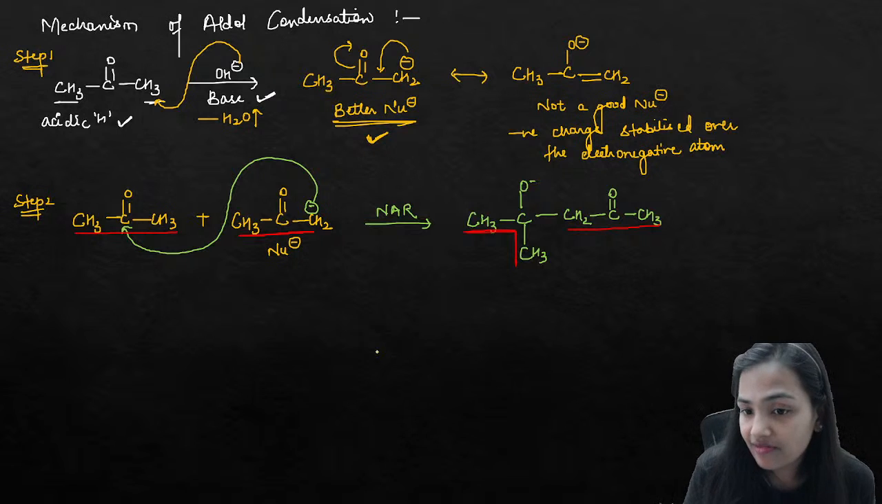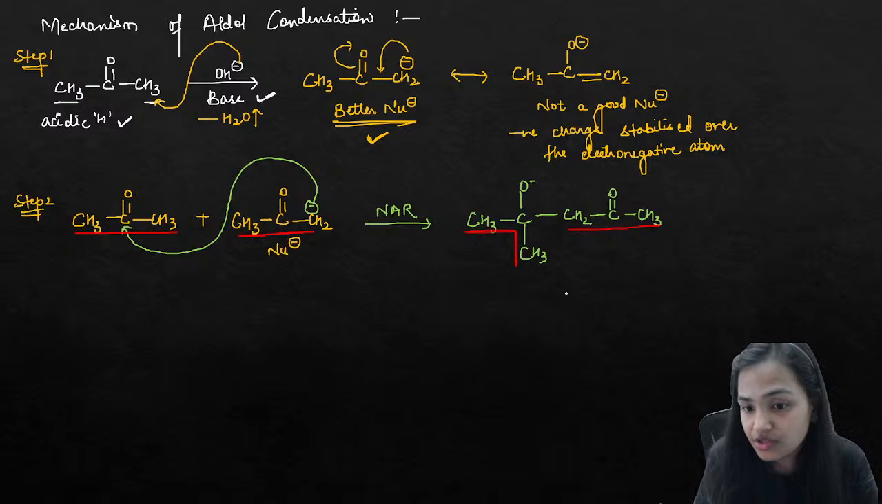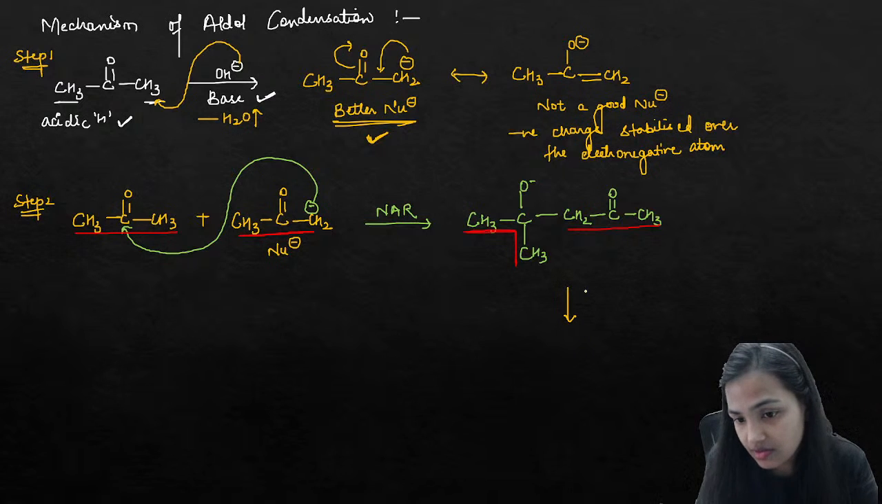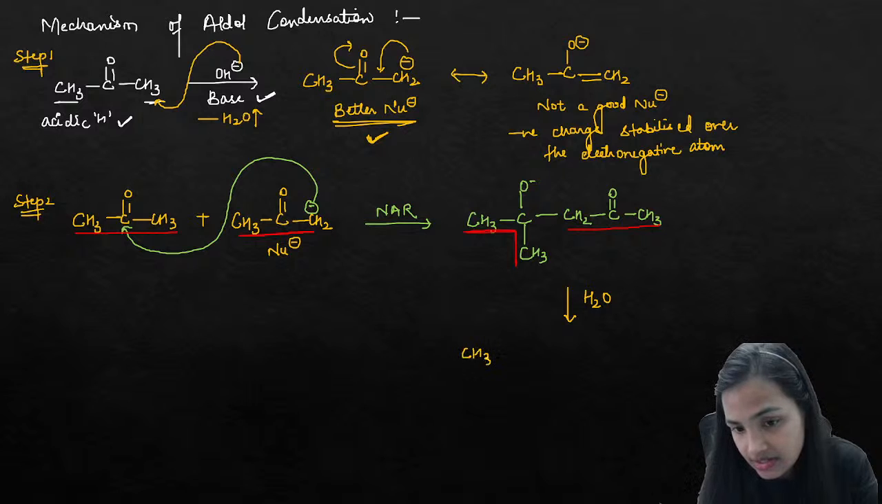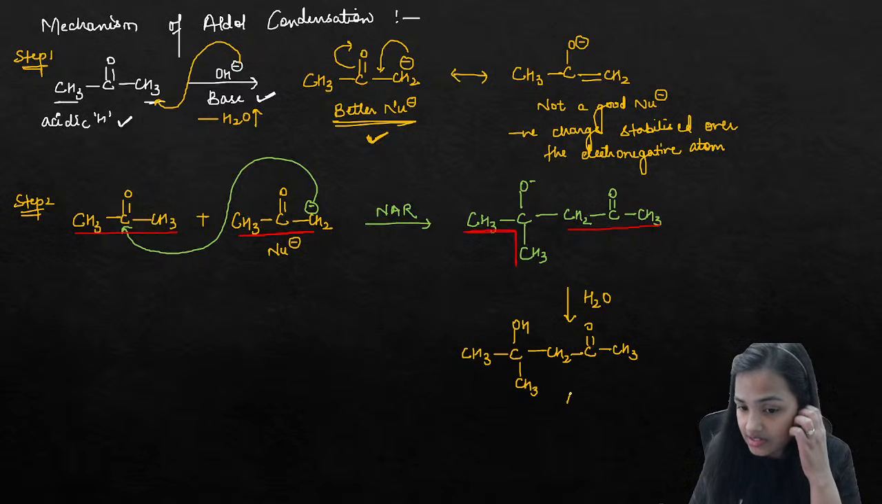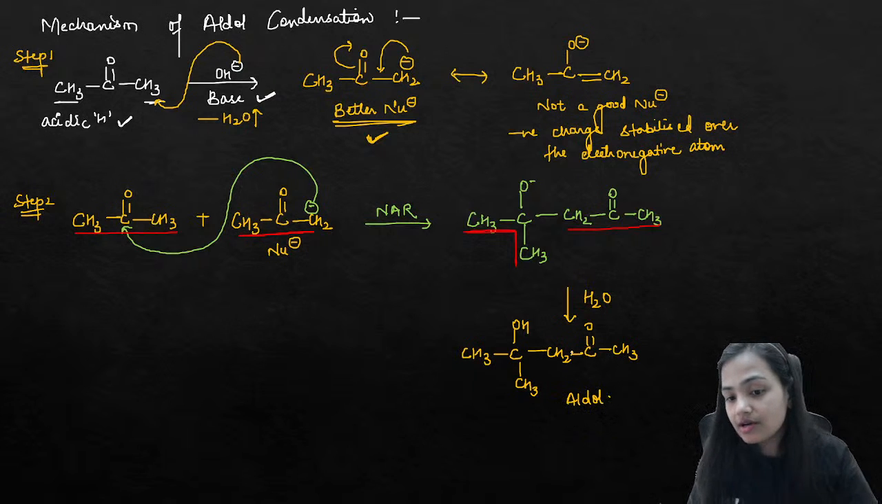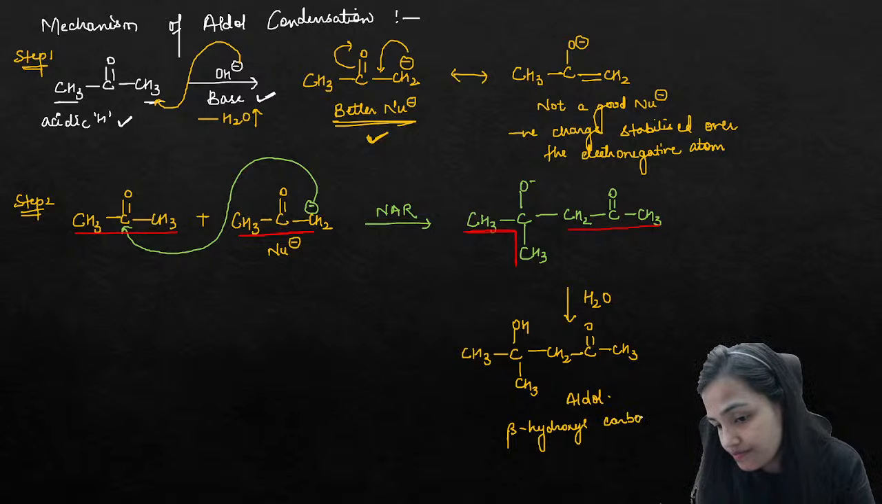Now what happens next? In the next step, here we have O negative, and we already know that there is a presence of water. So in the presence of this water, this O negative will pull the H positive from the water. Ultimately we will be getting CH3, C, OH, CH2, C double bond O, and CH3. So what is this? This is your aldol. This is your beta hydroxyl carbonyl compound.